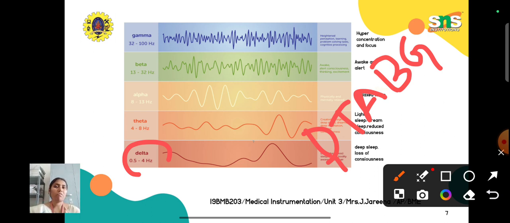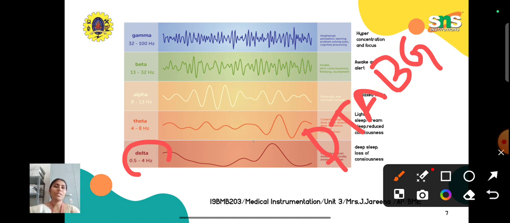Okay, next one is alpha. Alpha is a more relaxed state. For example, on the first day in the first class, we will be so fresh and so relaxed, listening to the class. Or another example: when you are listening to music on a bus travel in a window seat, if you are listening to melody songs and enjoying that song in a relaxed manner, then your brain is in the alpha stage. It produces electrical activity in the range of 8 to 13 hertz.